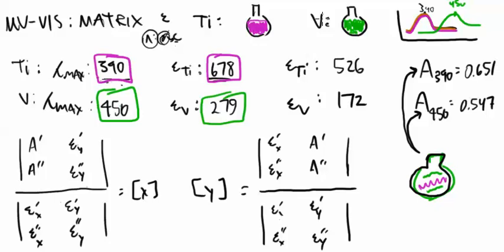So, solving a matrix part 2. Okay, so now what do I do with these numbers? We've talked about where the 390 and the 450s came from. These are the lambda maxes for titanium and vanadium respectively. And we also talked about where these initial molar absorptivities came from.